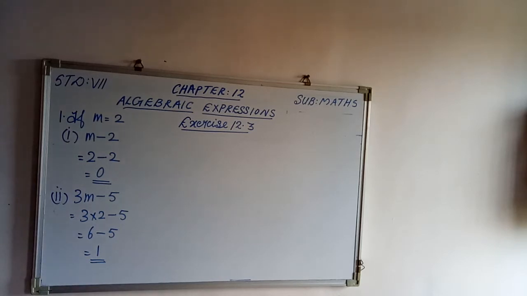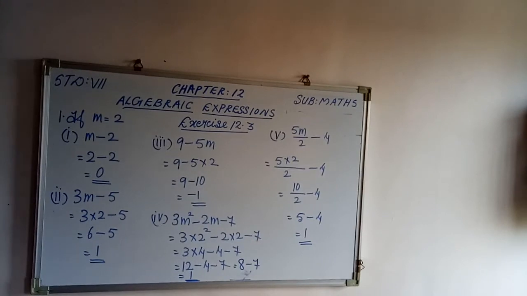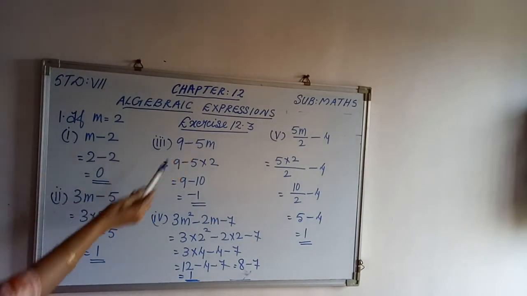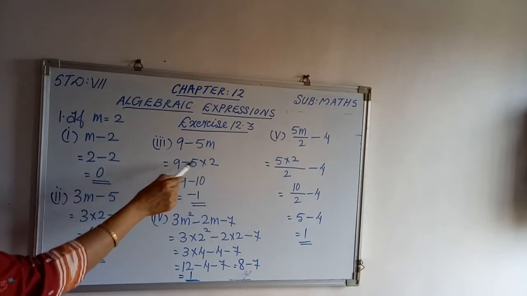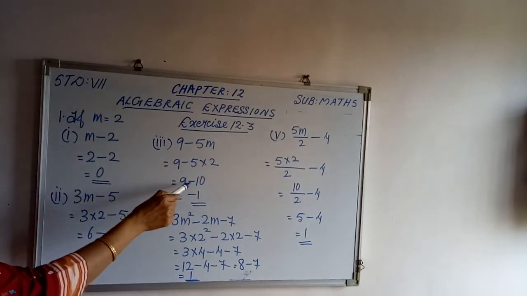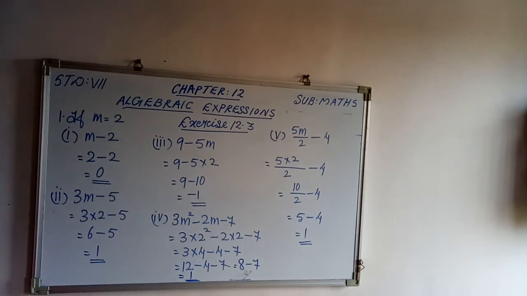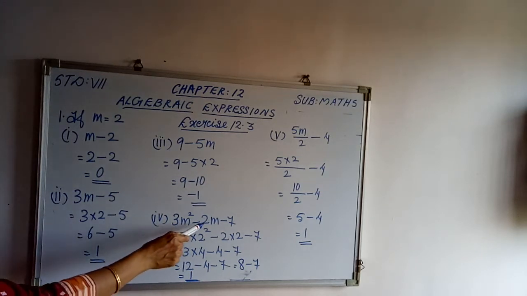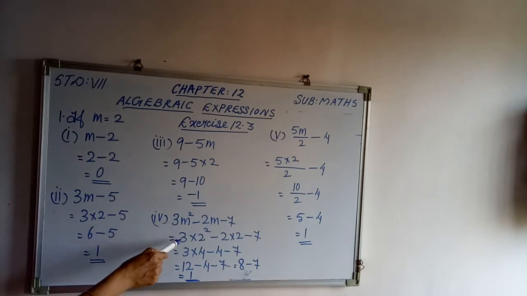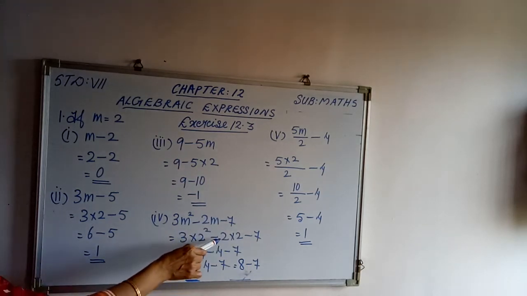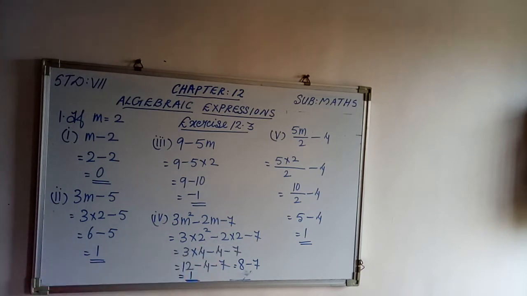Now, question 3. Third one, 9 minus 5m, substituting 2 in place of m. Then 9 minus 5 into 2, that is 9 minus 10, which is equal to minus 1. Fourth one, 3m square minus 2m minus 7. 3 into 2 square, it is 4, minus 2 into 2, 4, minus 7. 3 into 4, 12. Minus 4, minus 7. 12 minus 4, 8. 8 minus 7, that's equal to 1.